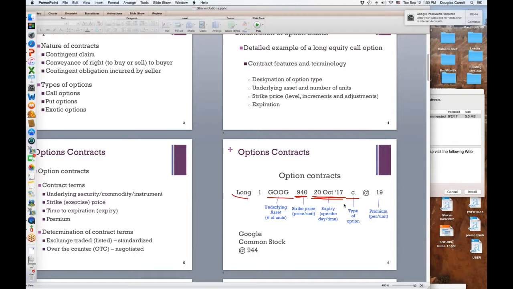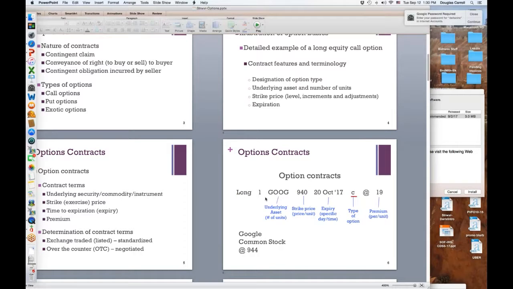Again, that level of detail is beyond the scope of the discussion, but generally options expire on Fridays, and it's that evening that the options would expire. So this option gives the holder the right to buy 100 shares of Google at $9.40 a share until October 20th of 2017. And again, if they exercise the right to buy the 100 shares at $9.40 a share, they've got to pay $94,000.